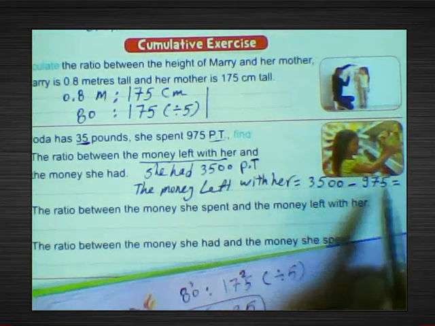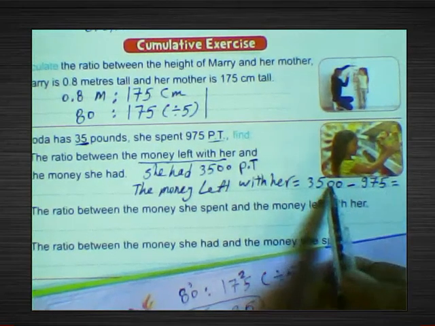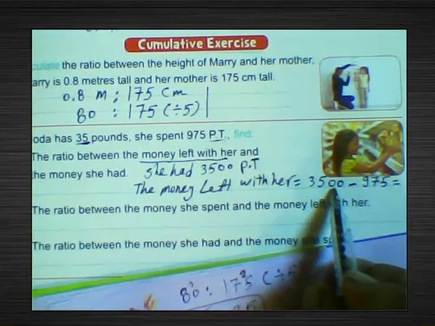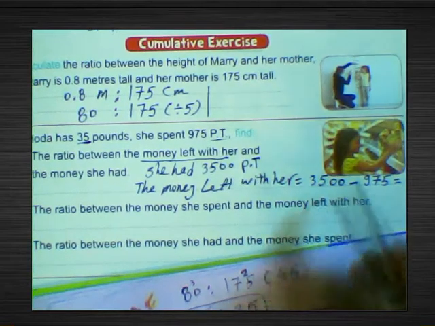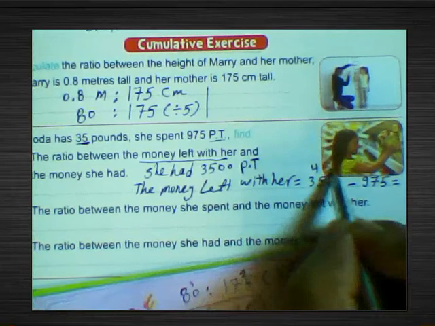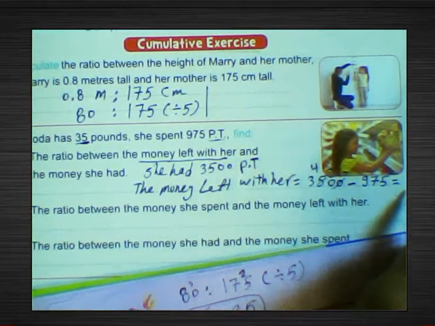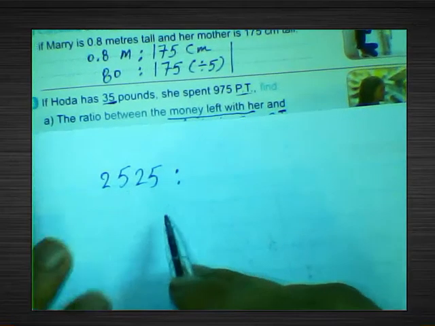0 minus 5, we can't, so we will borrow 1 from 0, it can't give me. Borrow from 5, 5 will be 4 and 0 will be 10. 10 subtract 5 equals 5. So the result is 2,525.